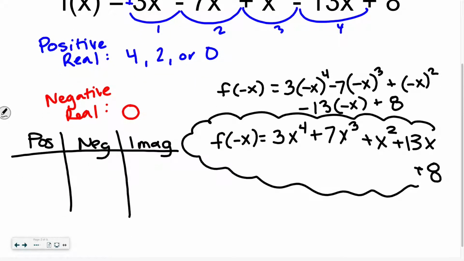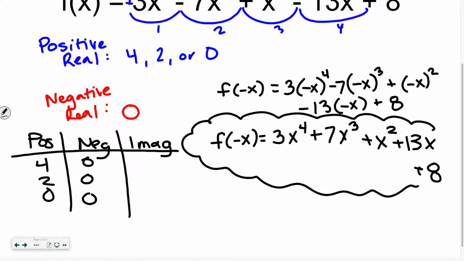Okay, what are our options for positive real zeros? 4, 2, or 0. So that means there's really like 4 possibilities right here. For negative real zeros, there's only one option, right? 0, 0, 0. If there were more than one option for negatives, like 2 or 0, I'd have to do 4, 2, or 0 with 0, and then 4, 2, or 0 with 2 negatives. I have to do all the options.